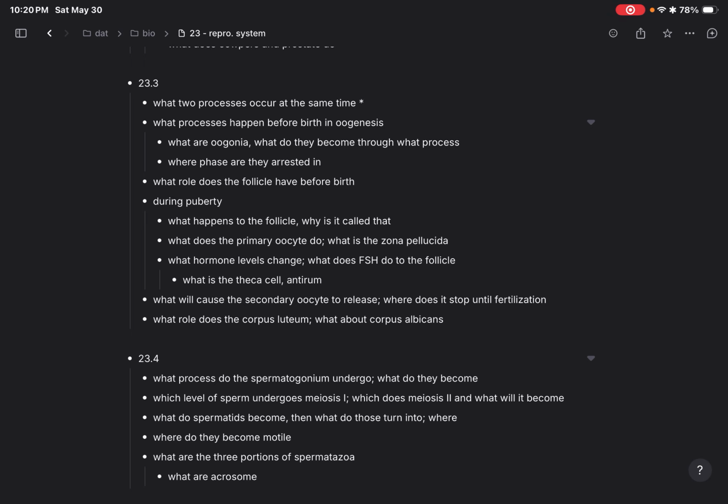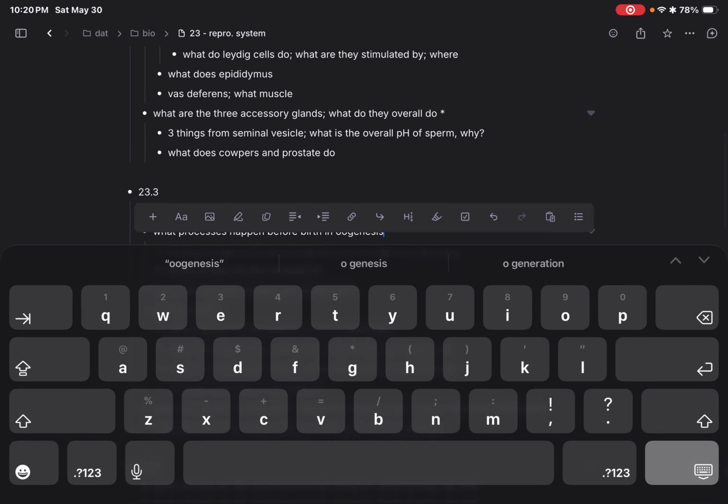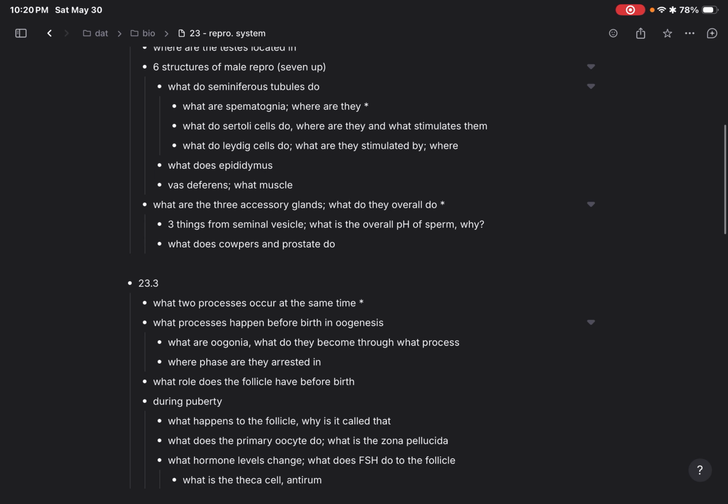Before birth, the oogonia will undergo meiosis. Oogenesis begins during female embryonic development. Precursor egg cells, oogonia, undergo mitosis to become primary oocytes. Primary oocytes begin meiosis. Okay, so wait, hold up.